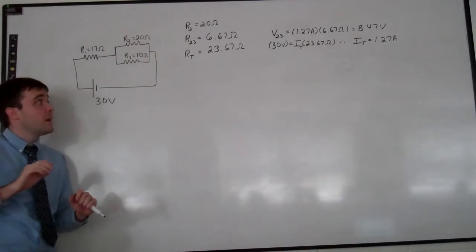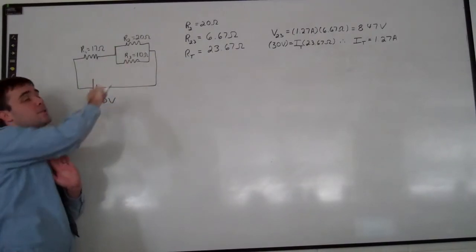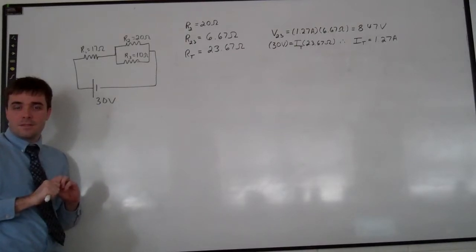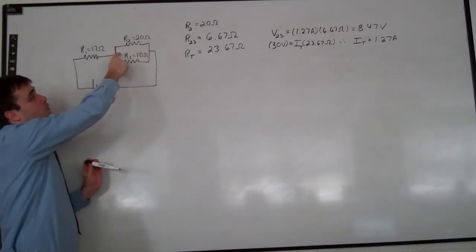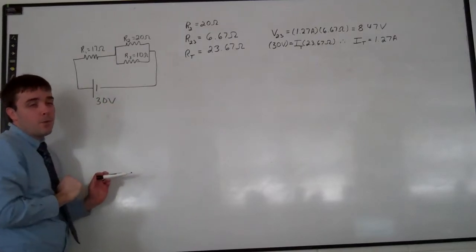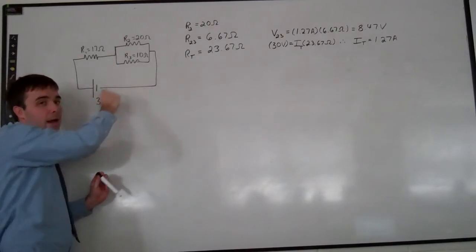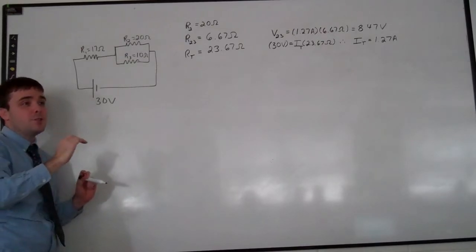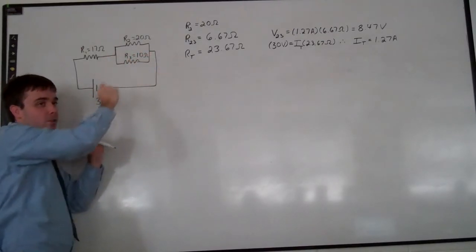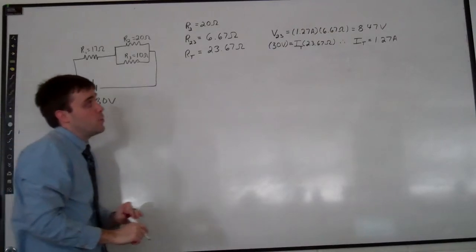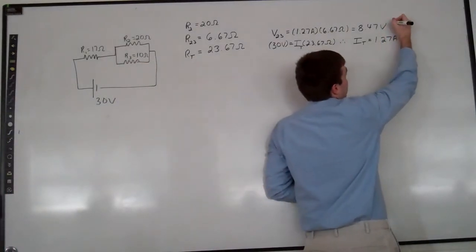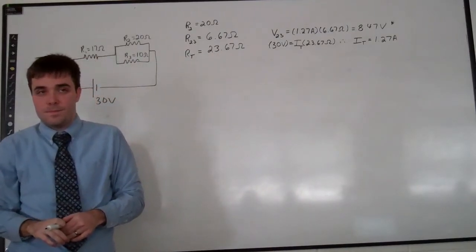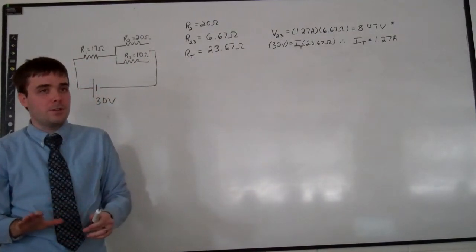Okay. Now, what happens to the voltage in parallel? Is it the same or different? Same. So the voltage to the top branch is 8.47, and the voltage to the bottom branch is 8.47. So in parallel, the voltage in each branch is the same as the voltage drop across the whole thing. So this is one of our answers. The voltage through R2 is 8.47 volts. Everybody understand that?